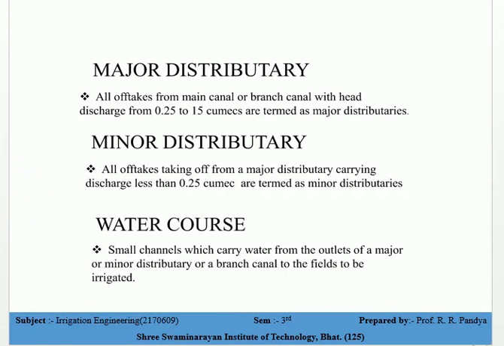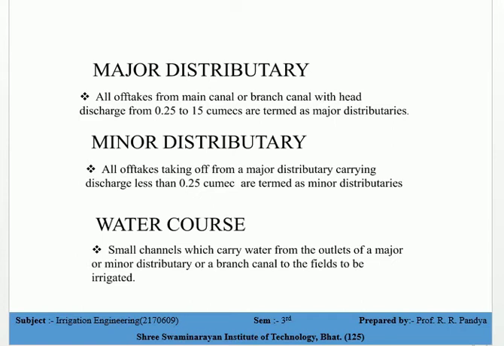Now let's jump to the last topic, the water course. A small channel which carries water from the outlet of a major or a minor distributary or a branch canal to the field to be irrigated is considered a water course. A water course or field channel is a small channel which ultimately feeds the water to the irrigation field. From all of these canal systems, the water course is directly connected to the field.